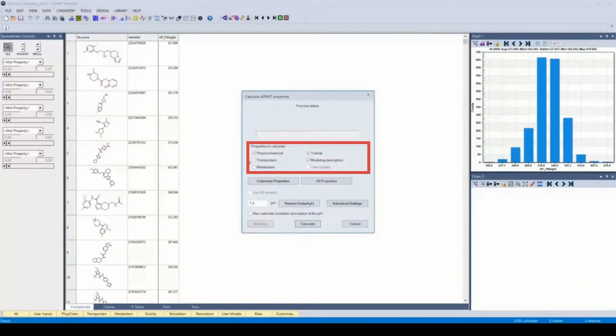So we don't need transporters, metabolism, toxicity, or modeling descriptors. We just need the physicochemical descriptors. Actually, you don't need them per se to calculate HTPK parameters, because the software will run the models that it needs behind the scenes in order to fuel the HTPK calculation. However, as you will see later, we will need these physicochemical properties as part of the analysis work that will ensue. So let's go ahead and calculate them. That's pretty fast. We've gone through this exercise before, and as we know, the software is multi-threaded, so it goes through this property calculation fairly quickly.